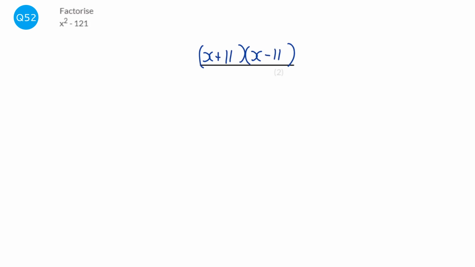Now, when we expand that, and we'll just quickly expand that now to have a look, it's going to be x squared plus 11x minus 11x minus 121. And notice that the 2 x terms cancel each other out, which is why we don't have the x terms.